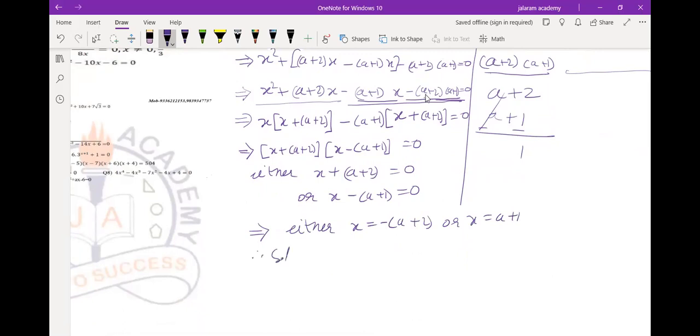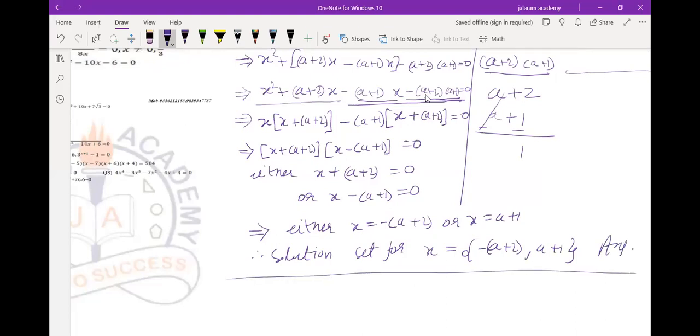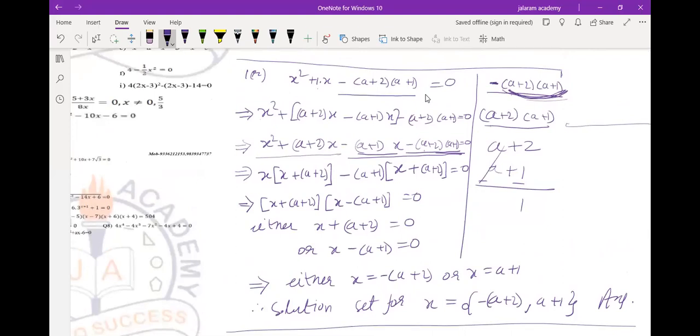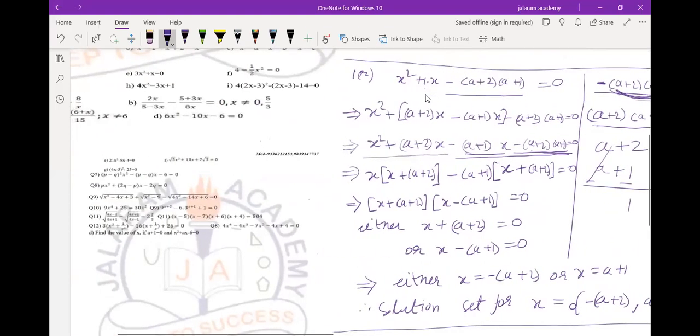So the solution set for x is minus (a+2), comma, a+1, which is the answer. Understood? Understood, everyone? Yes, sir. Clear. Any doubt?